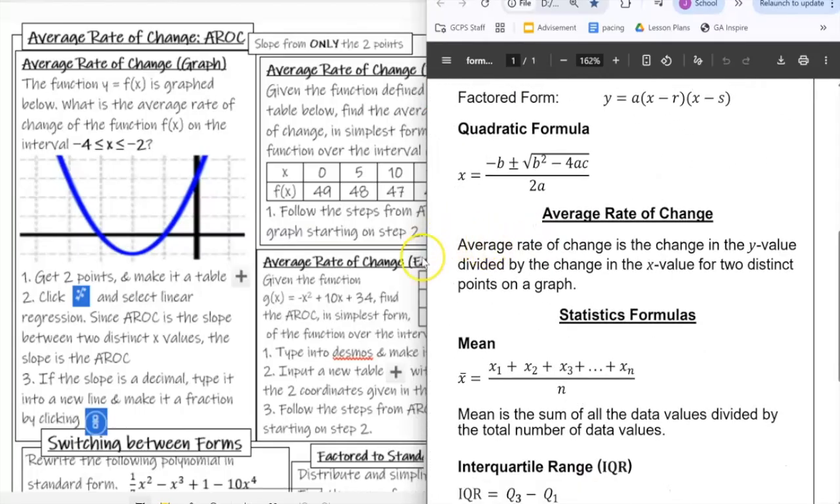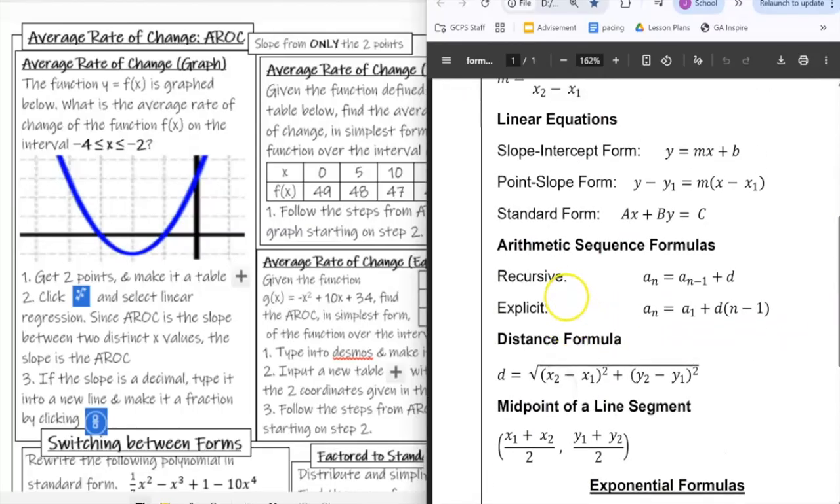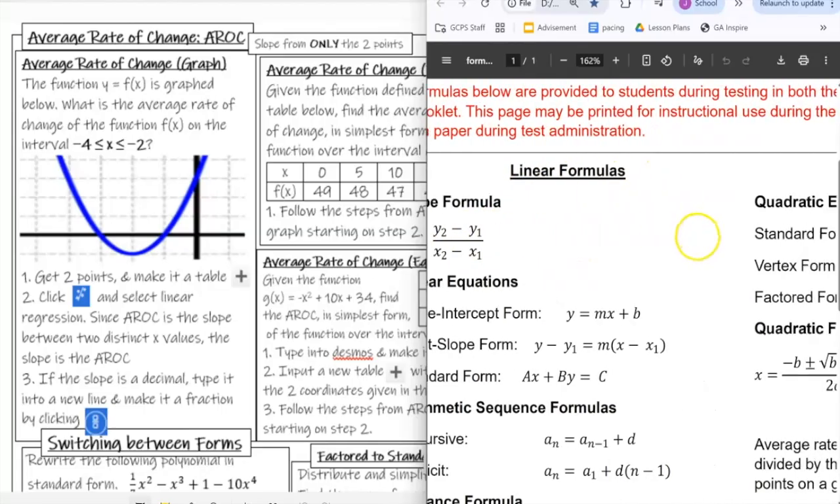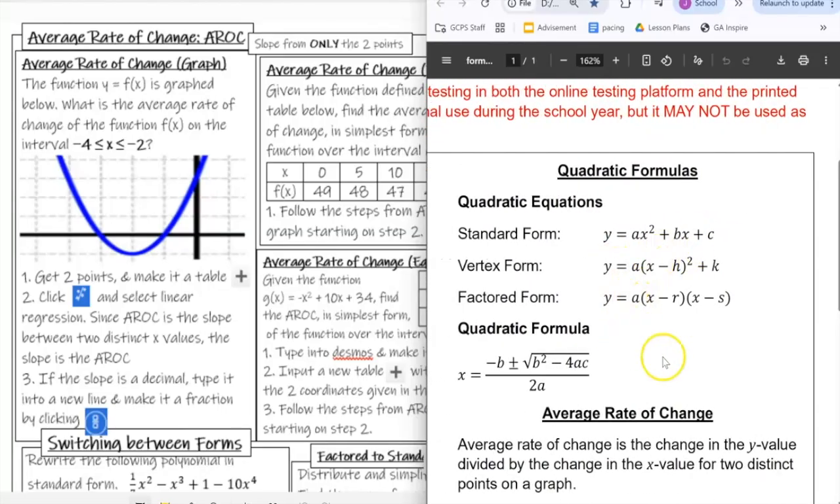So now what is average rate of change? Average rate of change is the change in the y value divided by the change in the x value for 2 distinct points on the graph. And that's very similar. You can see this, the change in the y values divided by the change in the x values. The only difference is that when you're talking about a linear, the slope is the same no matter where you look. However, when you're talking about things that are not linear, you're given these 2 distinct values on the graph. So let's take a look at one.